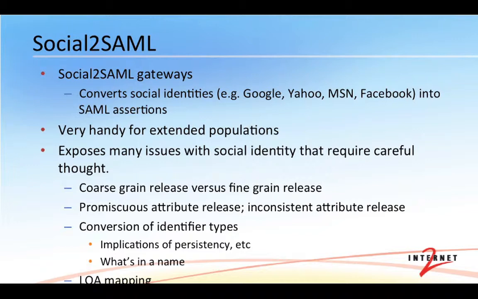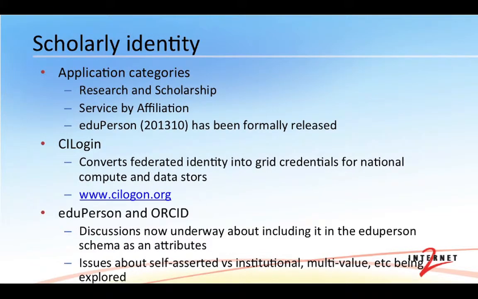We're doing this. It's very handy for extended populations. It's showing lots of issues. I talked about the coarse grain research release. I talked about the promiscuous attribute release. What's in a name, LOA mapping, lots of hard issues. We're working through them. Scholarly identity, all in 2 minutes.